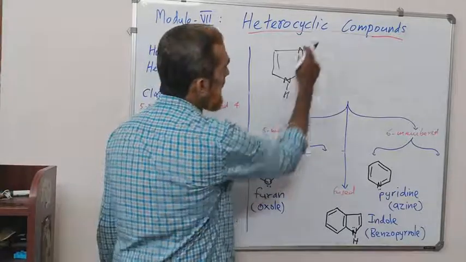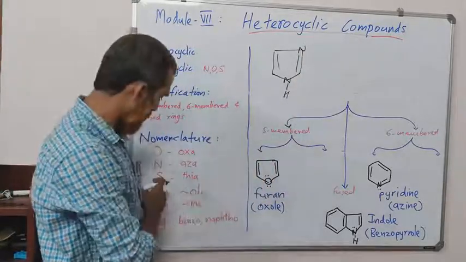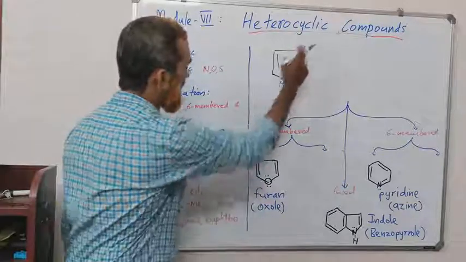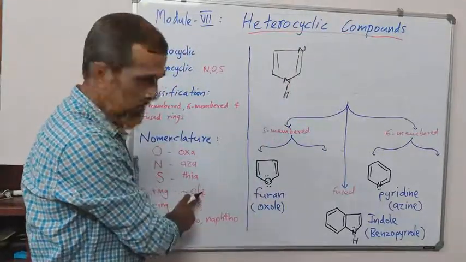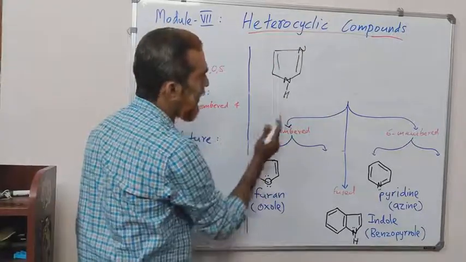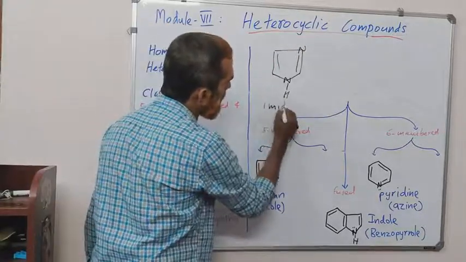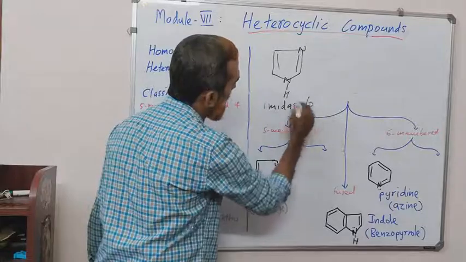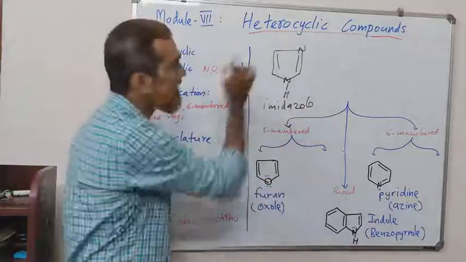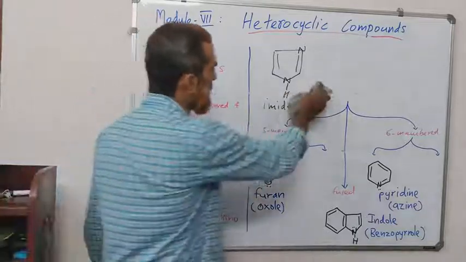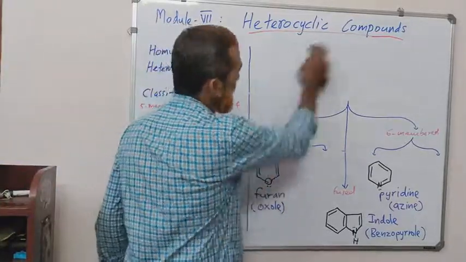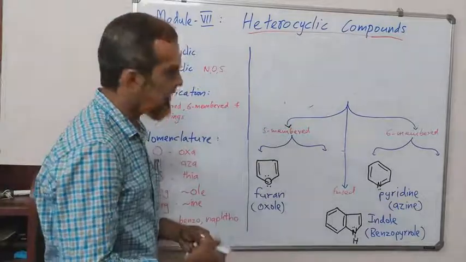And if it is here, what is it called? This is 1,3-diazole. 2 nitrogen and it is 5-membered, so it is diazole, 1,3-diazole. What is the common name, you know? This is called imidazole. I don't know whether I mentioned. You just note that this is imidazole. It's also a very important heterocyclic ring.